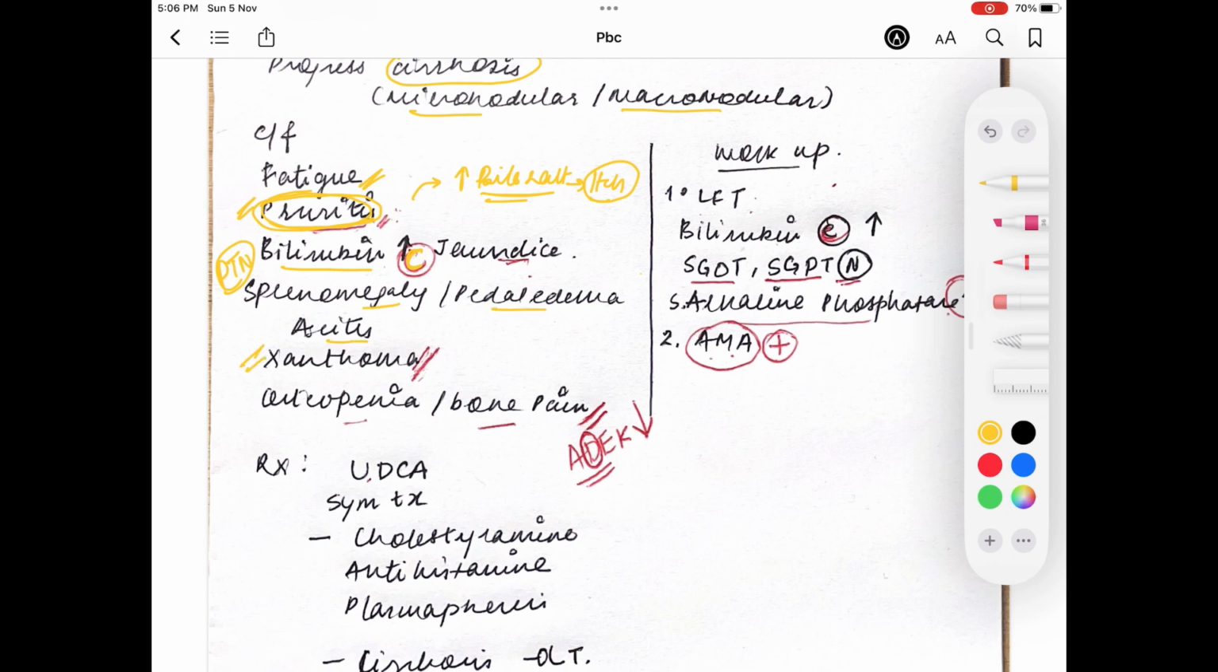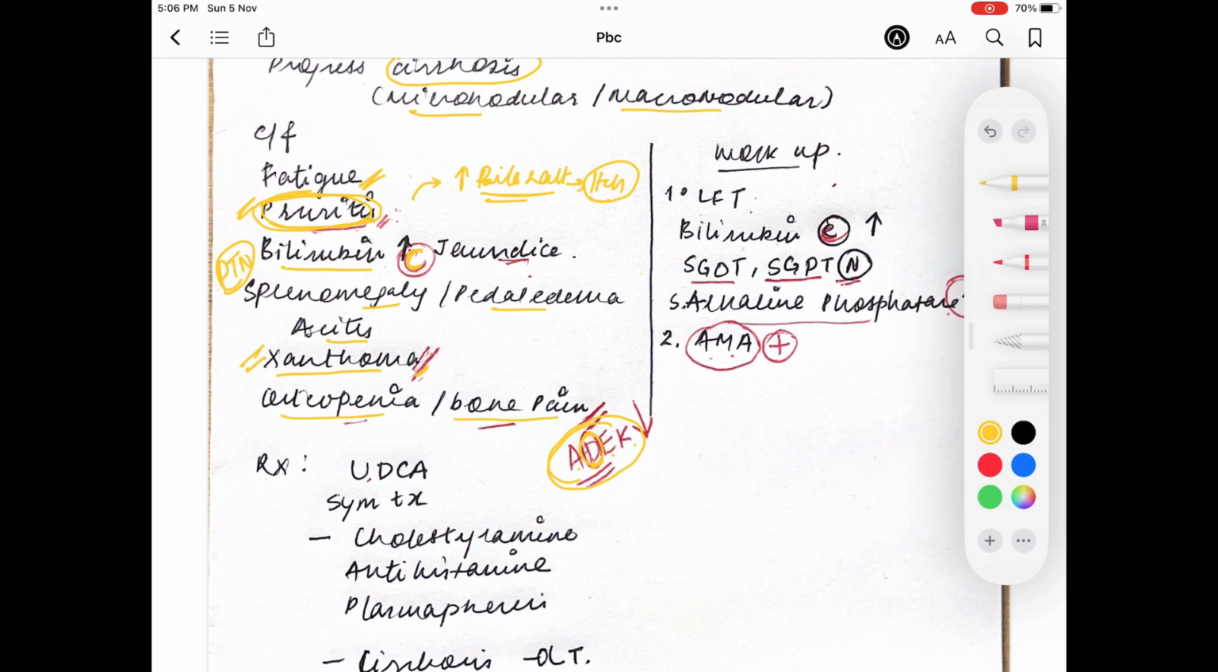Why xanthomas? Because there is necrosis in the liver, which leads to fat metabolism not occurring, so xanthomas occur, and the patient will pass fat in the stool. So there is deficiency of fat soluble vitamins A, D, E, K. Mostly vitamin D is lost. Deficiency of vitamin D can cause osteopenia and bone pain.